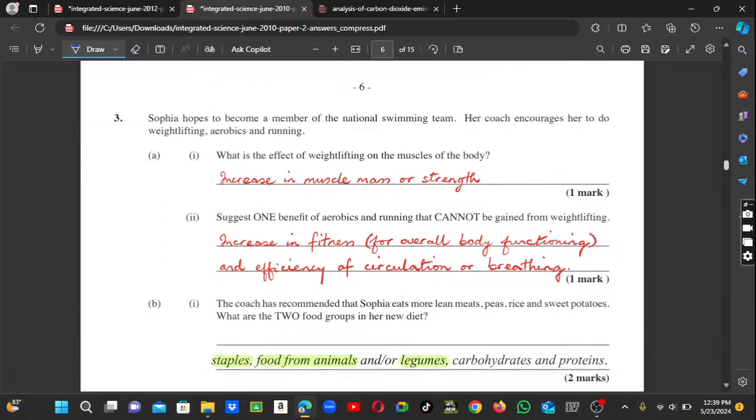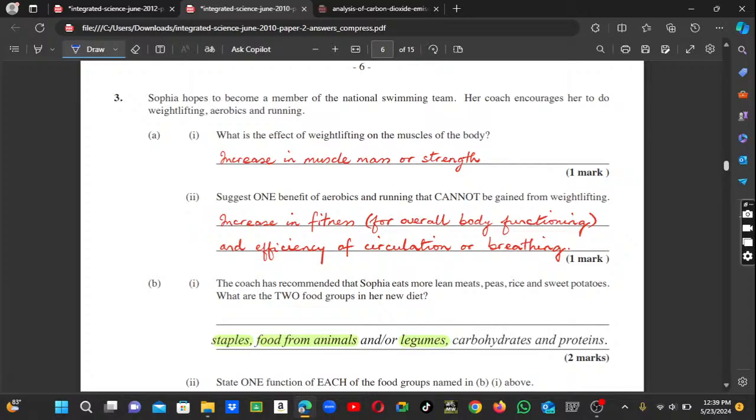All right. So here, guys, number 3, it says Sophia hopes to become a member of the national swimming team. Her coach encouraged her to do weightlifting. So we are talking about the effect of lifting on the muscles of the body. When Sophia lifts the weights, there would be an increase in muscle mass or strength. That would be the effect.